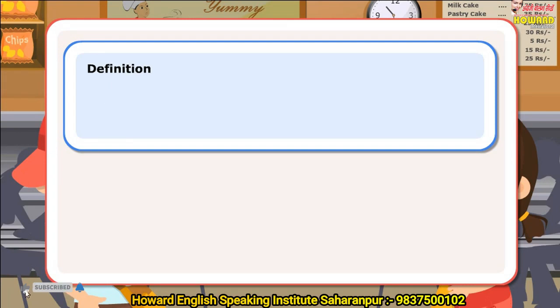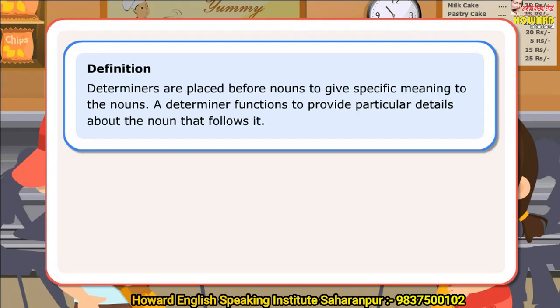Definition. Determiners are placed before nouns to give specific meaning to the nouns. A determiner functions to provide particular details about the noun that follows it.